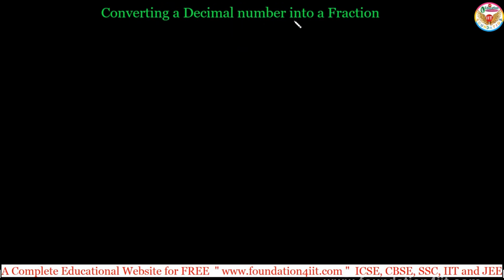Converting a decimal number into a fraction. This is very simple. Let me take one question here. For example, 0.27. This is a decimal number. To convert it into a fraction, we need to remove the decimal point first. From this, remove the decimal point in 0.27.